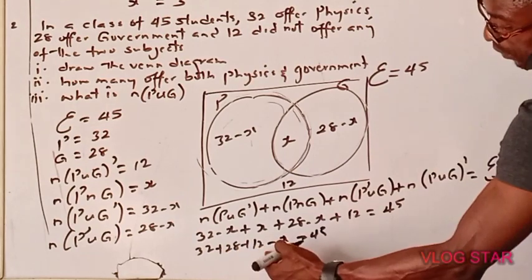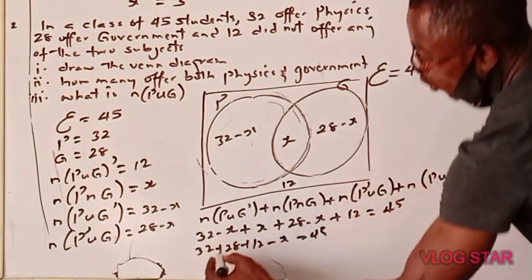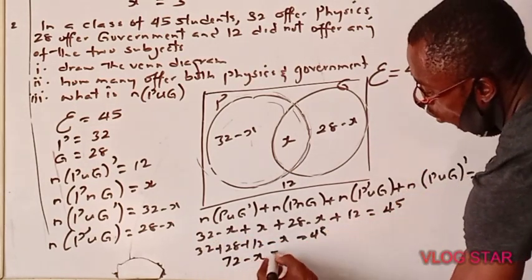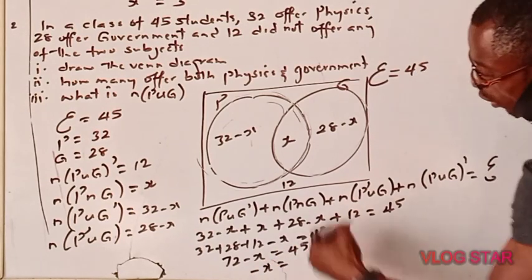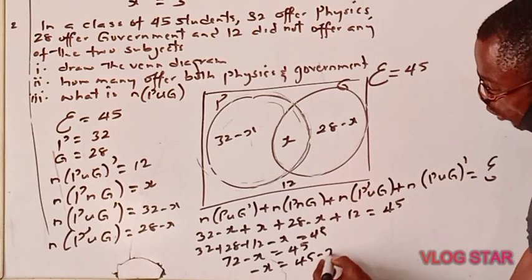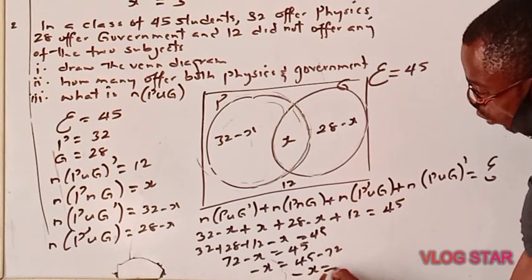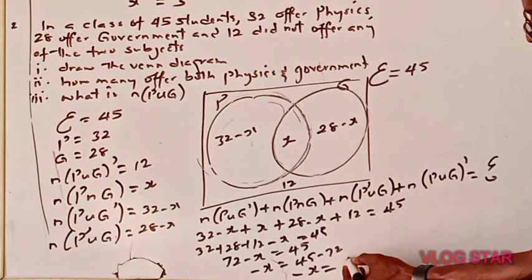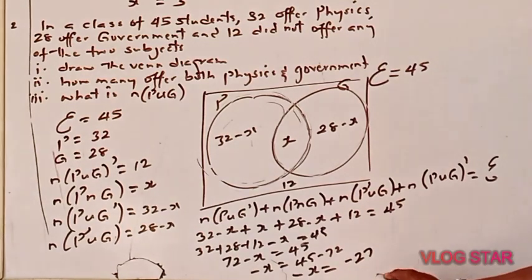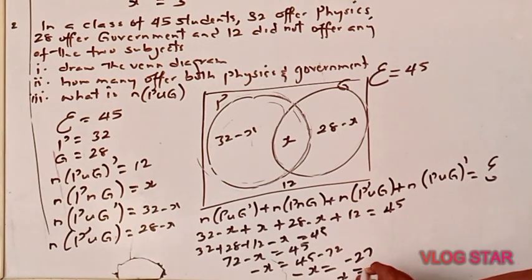So what do we have here? This 40 plus this 72. 72 minus x equals 45. Bring 72 here: minus x equals 45 minus 72. What is 45 minus 72? It's minus 27. So the minus cancels, x equals 27.